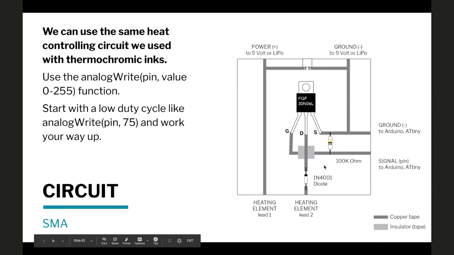Okay, so this is again the same circuit that we saw with thermochromic inks. On the right side, you are using the Arduino or the ATtiny if you like, or any other microcontroller to control how much power you're letting through for the second power source. And then the heating elements are connected at the bottom.